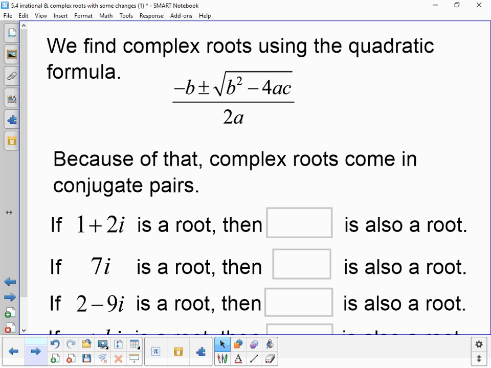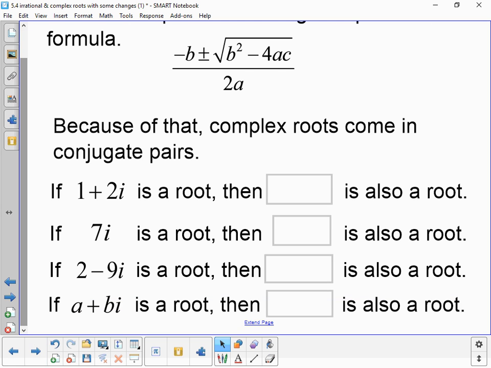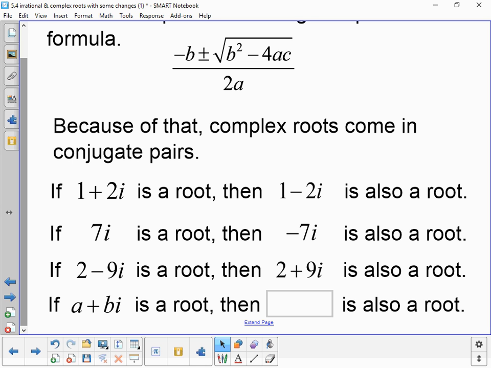All right, these complex solutions also come from the quadratic formula. So because of that, they always come in pairs as well. Were you noticing that they were coming in pairs? So if I have a 1 plus 2i that is a root of a polynomial, then I automatically know it also has a root of 1 minus 2i. If 7i is a root, I automatically know there's a negative 7i as well. If 2 minus 9i is a root, I know it has a root of 2 plus 9i. And if a plus bi is a root, I also know a minus bi is a root. They always, always, always come in pairs.